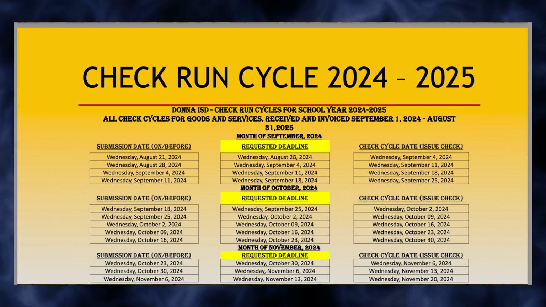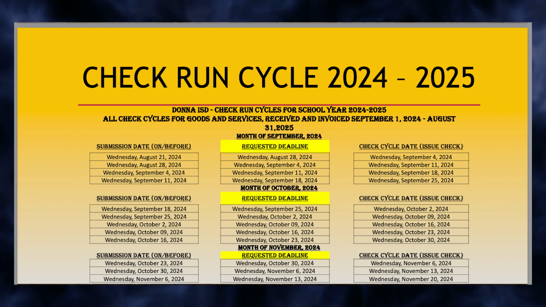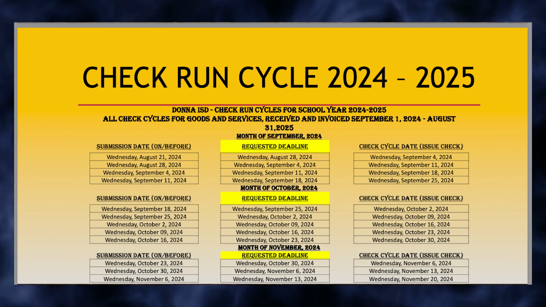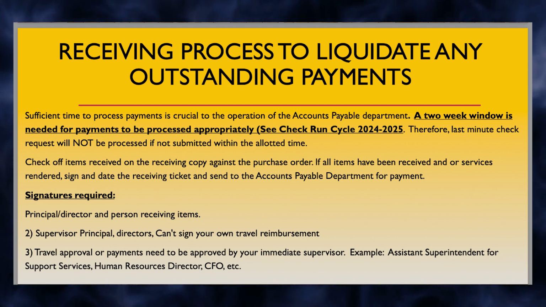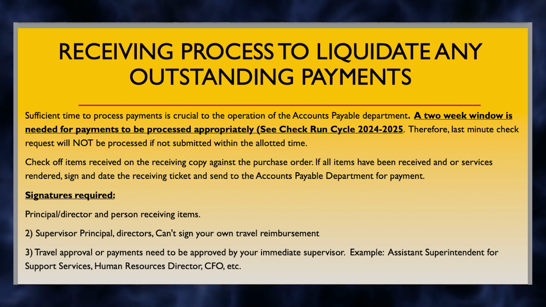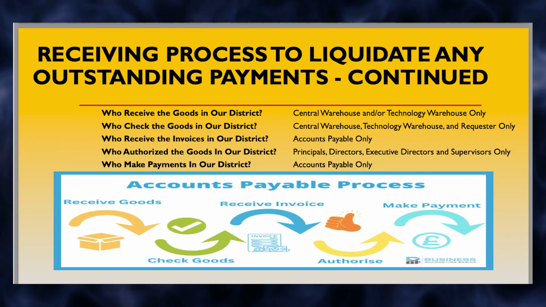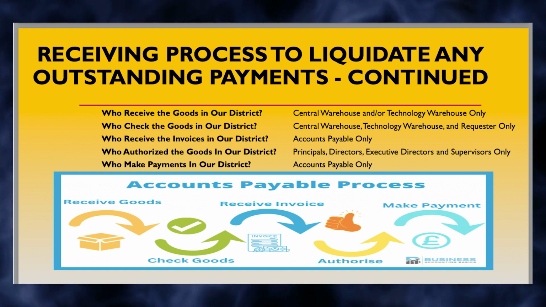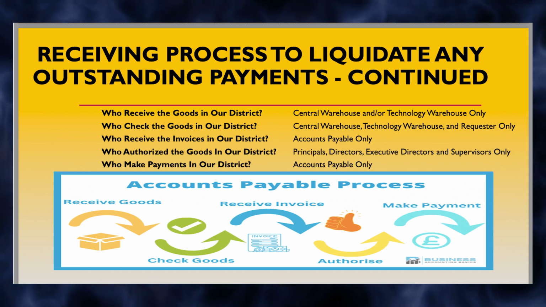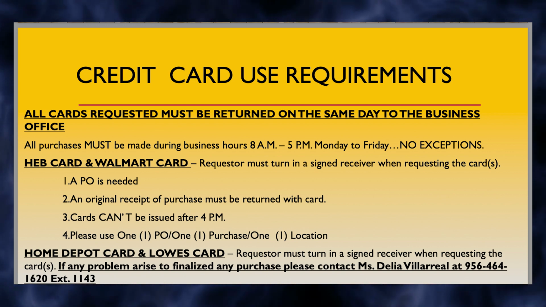Here is a chart showing the check run cycles for 2024-2025. Here is the process for receiving. A 2-week window is needed for payments to be processed appropriately. There are very specific guidelines for credit card use at Donna ISD. Here is the information.